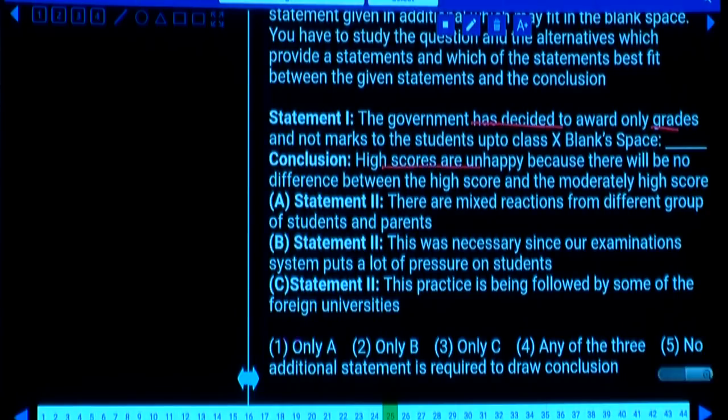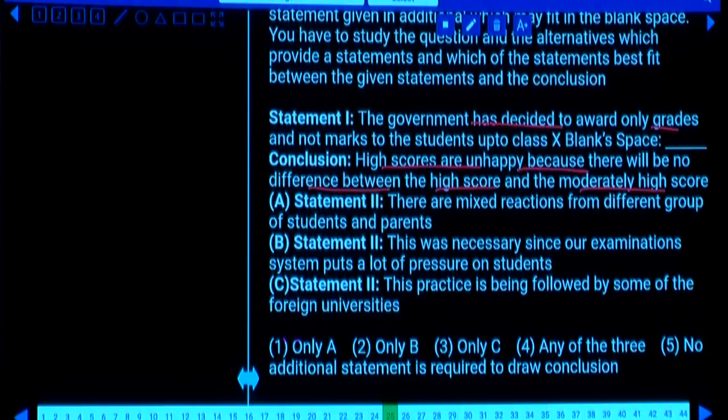High scorers are unhappy because there will be no difference between the high score and the moderately high score. Why are the high scorers unhappy? Because the difference between the moderate scores and the high scores is not that much. Hence they will be unhappy.